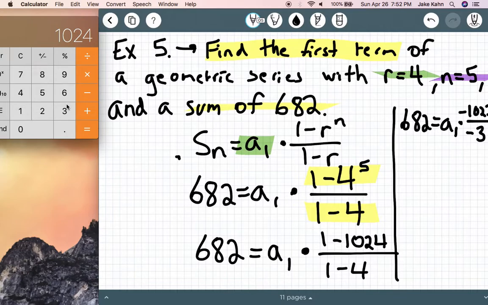Okay, now let's actually do that division. Negative 1023 divided by negative 3 is equal to, that is not right, give me 1 second, negative 1023 divided by negative 3. That is not right either. Let's just do positive. There we go, 341. Negative divided by a negative is positive.